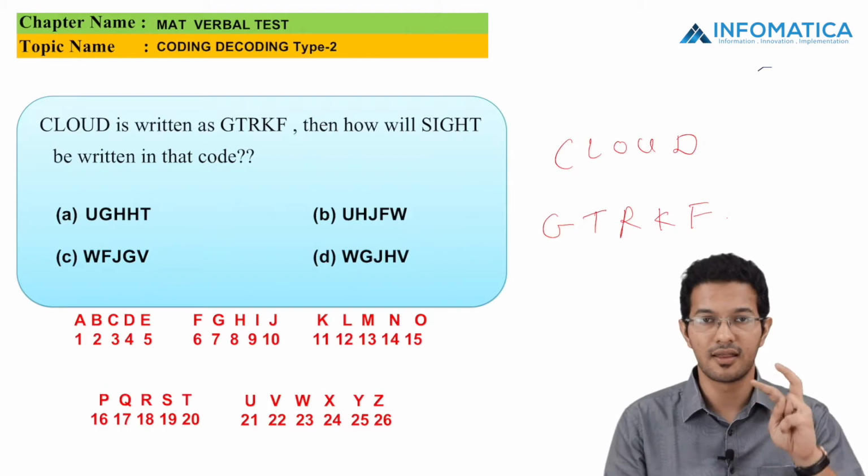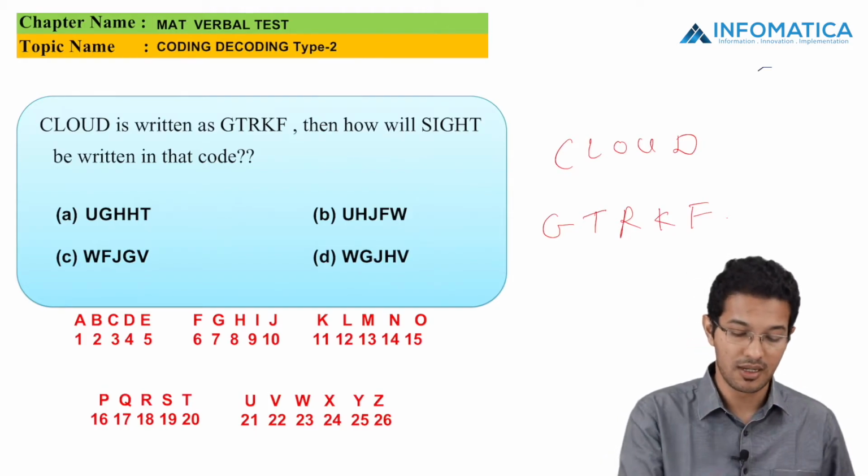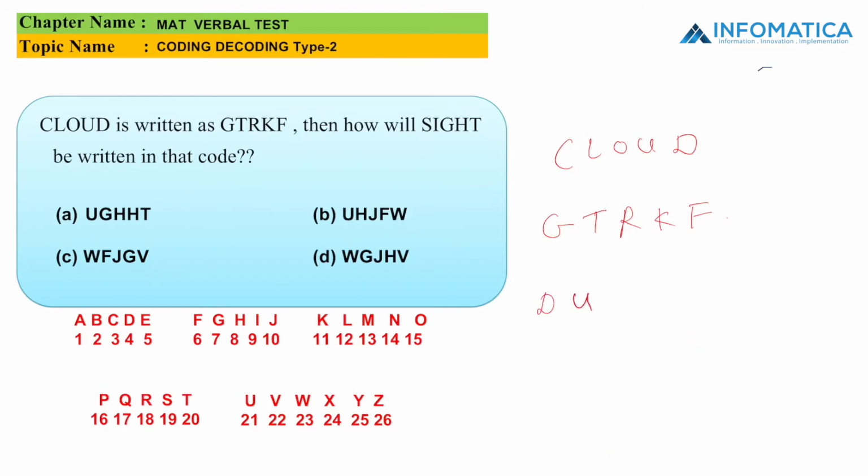And if I write it in the reverse way, which is nothing but D, U, O, L and C, now this is the new word which I have got. Let us go with the code. If I see D corresponding to G, D is on number 4, whereas G is on number 7. So I have gone 3 steps ahead.